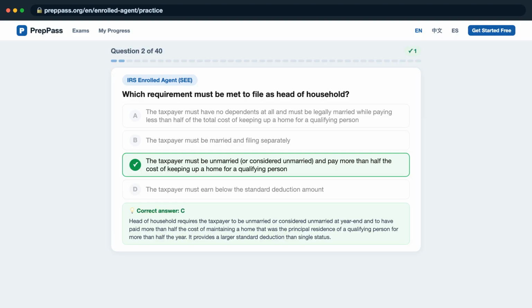Head of household requires the taxpayer to be unmarried or considered unmarried at year-end and to have paid more than half the cost of maintaining a home that was the principal residence of a qualifying person for more than half the year. It provides a larger standard deduction than single status.